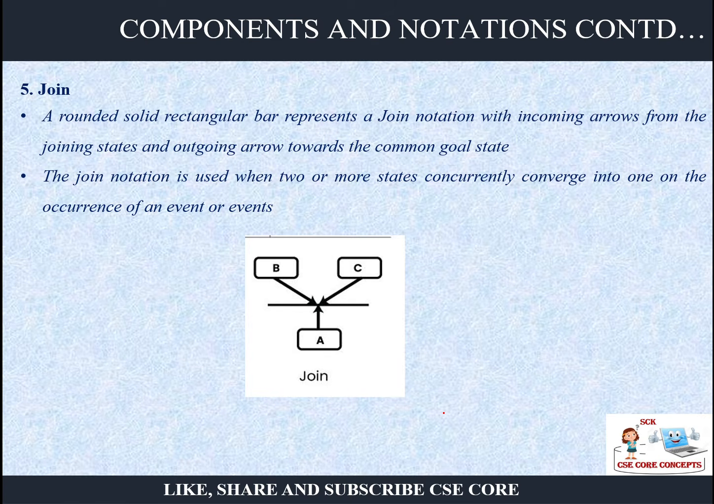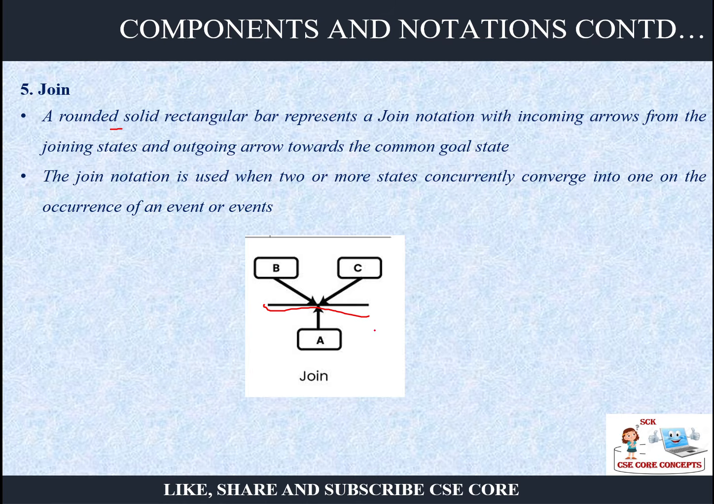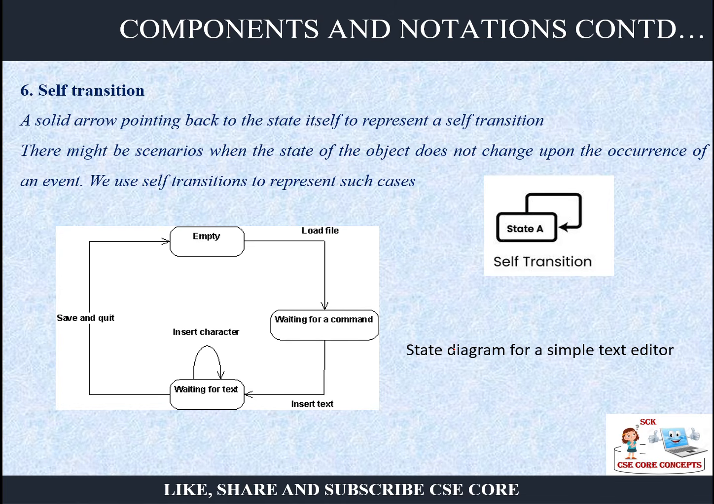Then comes the join operation. The join operation is also a solid rectangle, the same notation. It is a little different from fork, where you have only one incoming arrow and two outgoing arrows. But join means these two states are joined together. These were done in parallel. These two states combine to create a new state. Understood? That is shown using a join operation, that is, they converge into one occurrence of an event or events.